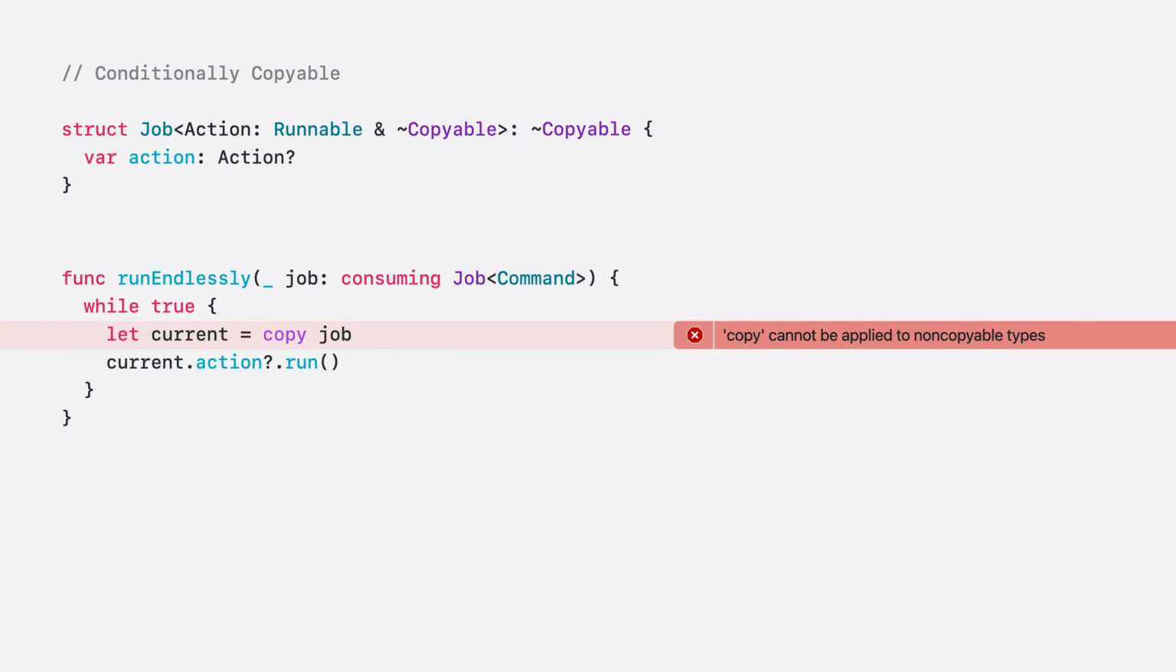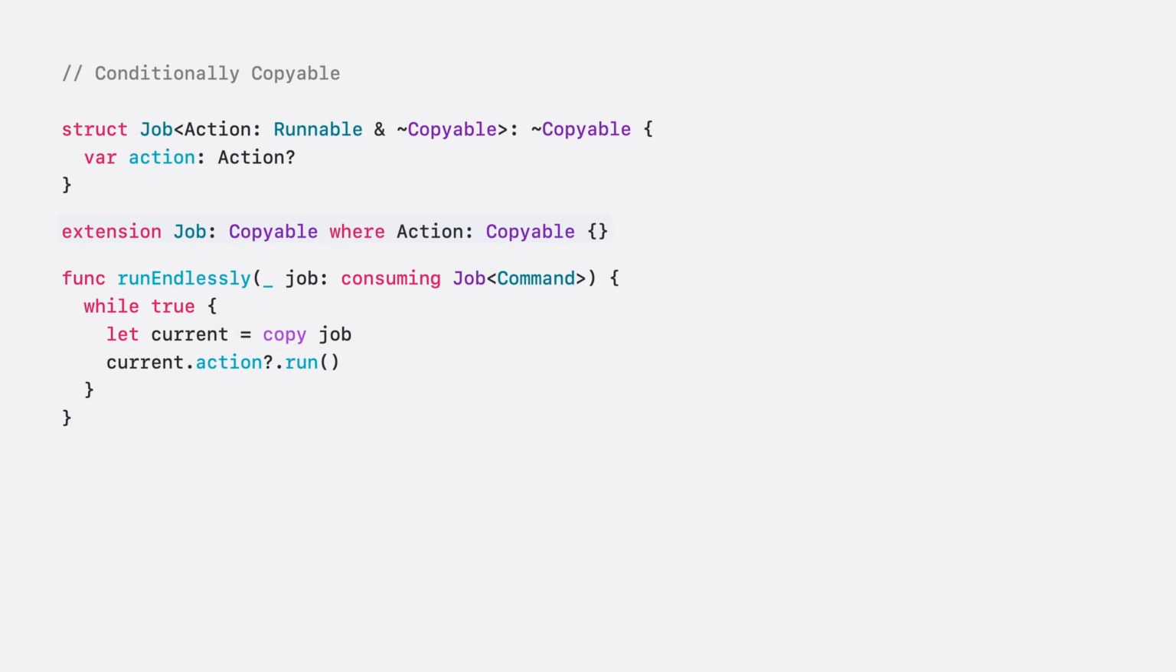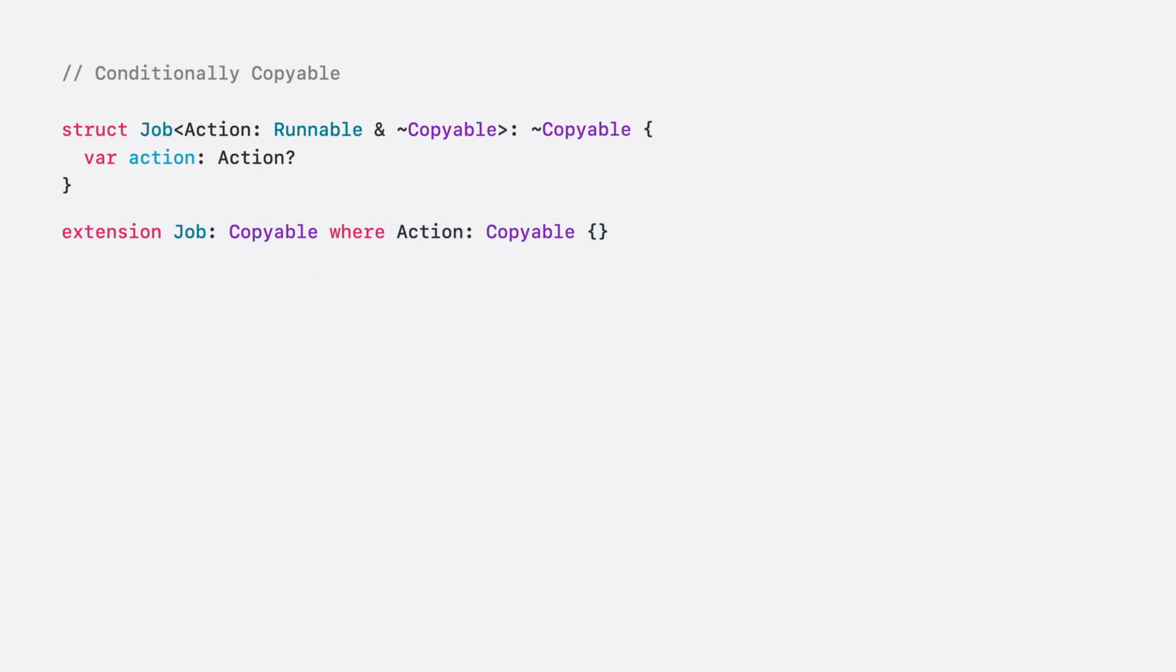But what if I know the type I put in for Action is Copyable? Then Job could be copied since it's just a container for an Action. As the API author, I can allow that by declaring Job is conditionally Copyable. This extension says that a Job is Copyable when its Action is Copyable.